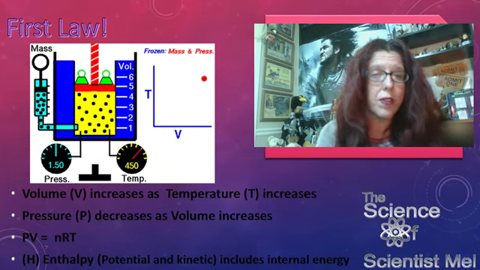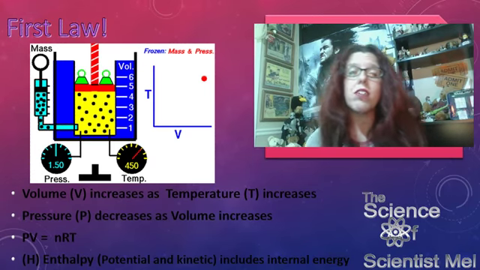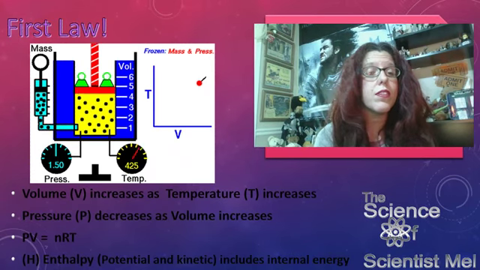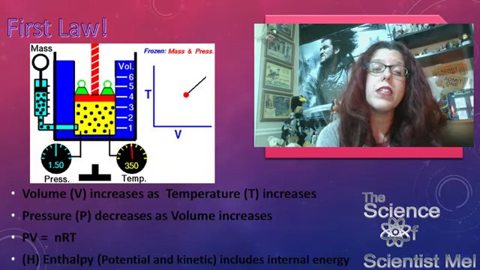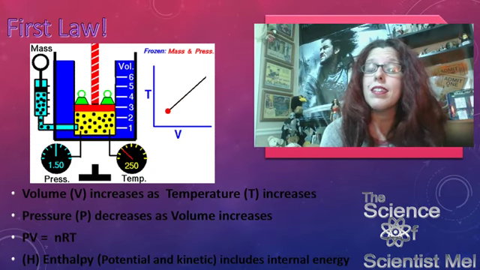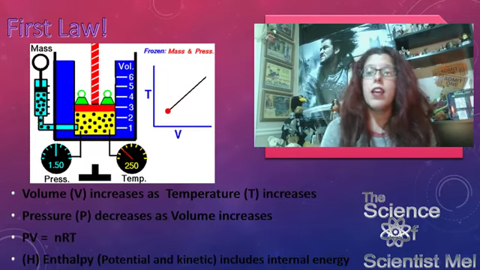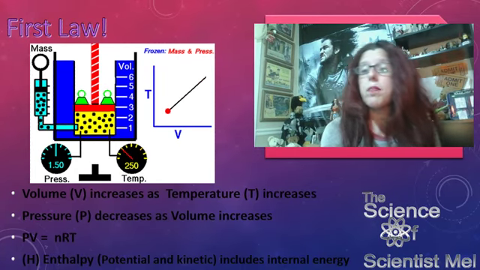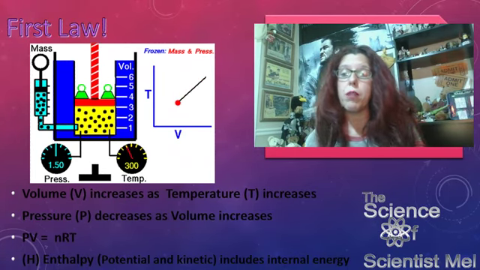So let's look at this one. This is an example of the ideal gas law, which is PV equals nRT. P is pressure, V is volume, n is the number of molecules, R is a constant, and T is temperature. So the ideal gas law shows the mathematical relationships of matter, pressure, and volume.